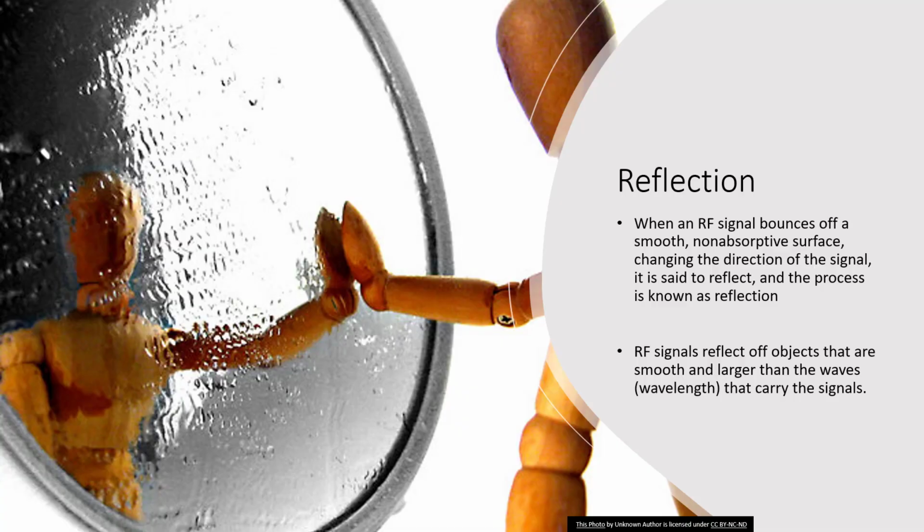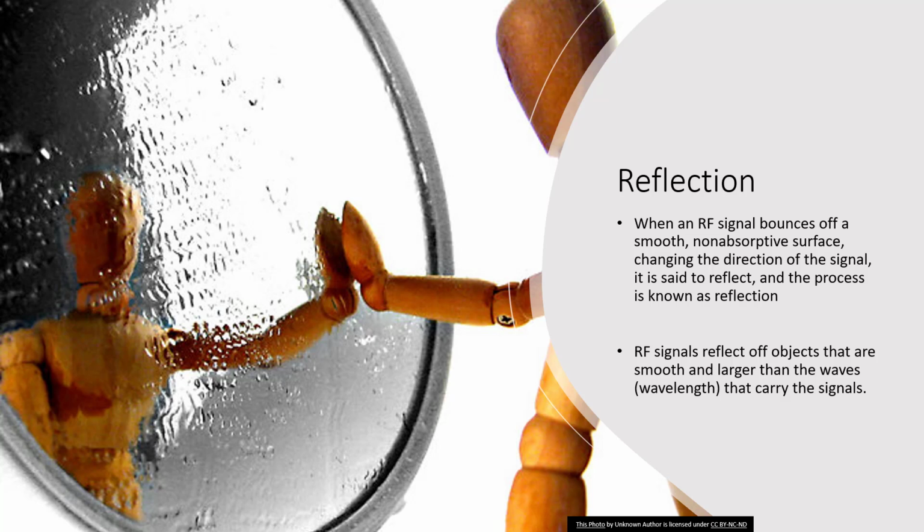The first thing is what is called reflection. RF waves are almost similar to light. Whenever a wave hits a smooth surface which is non-absorptive, it will start reflecting the signal back. Typically, it's a change in the direction of the signal. It's called reflection. So whenever a signal hits a smooth surface which is larger than the wavelength carrying the signal, that's a very important keyword. Only objects which are larger than the wavelength can reflect the signal. If it is smaller, it will just go through. It won't have any problem. Once it reflects, the wave bounces back.